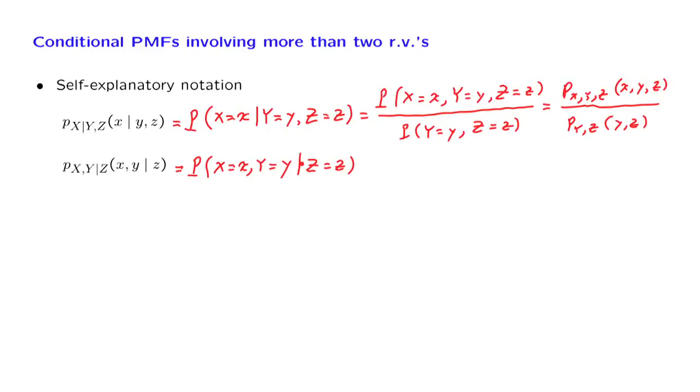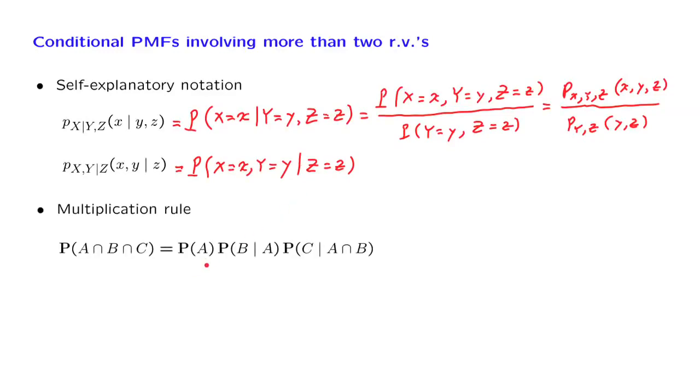Finally, we can have versions of the multiplication rule for the case where we're dealing with more than two random variables. Recall the usual multiplication rule for three events happening simultaneously. Let us apply this multiplication rule for the case where the event A stands for the event that the random variable x takes on a specific value. Let B be the event that y takes on a specific value, and C be the event that random variable z takes on a specific value.